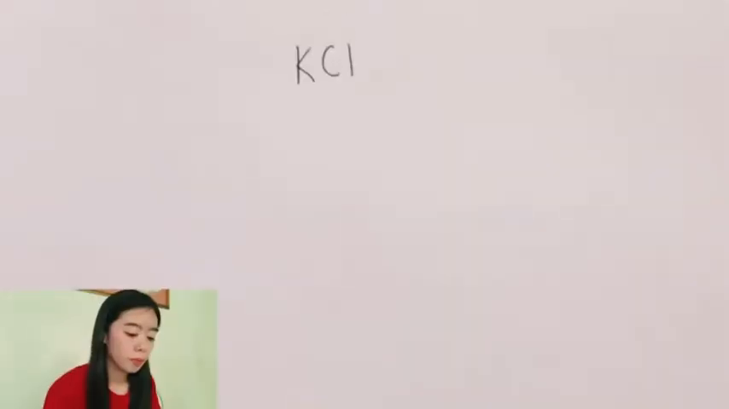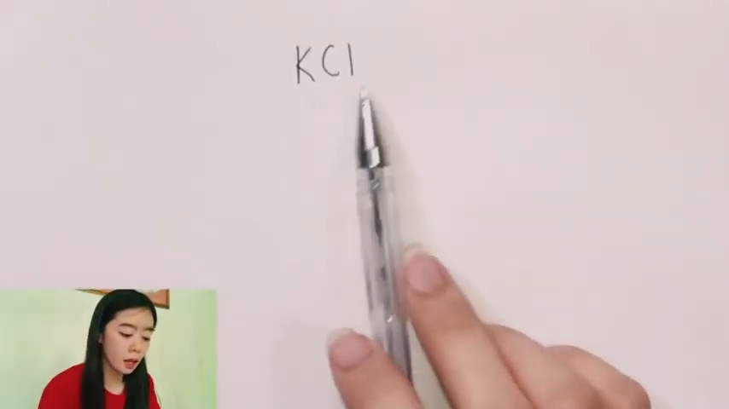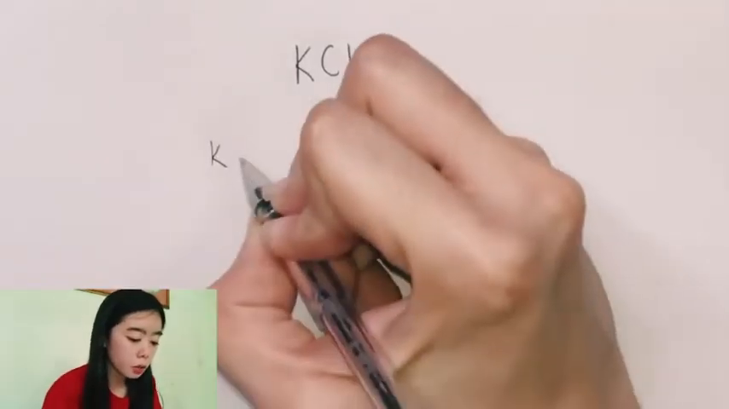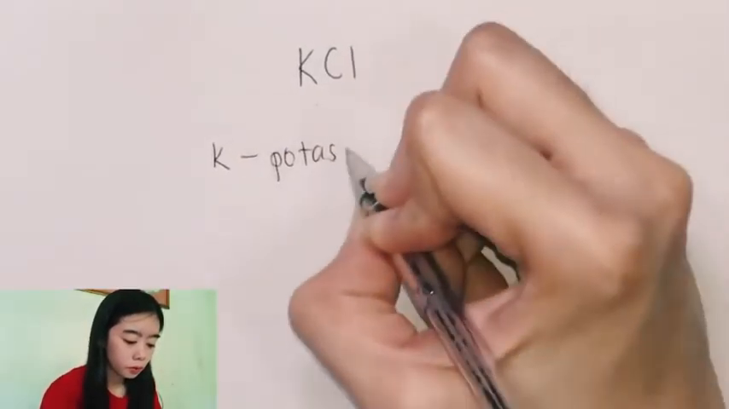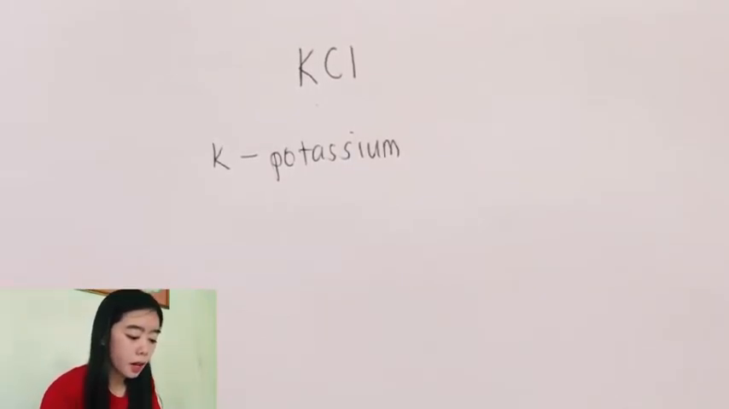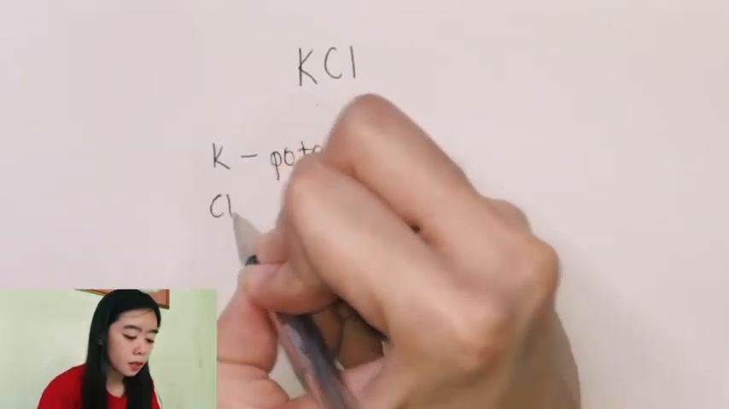In this video, we will practice to write the name of KCl and to write the formula of potassium chloride. To write the name of KCl, name first the metal or the cation as it appears on the periodic table. And K, it is potassium. Next, name the non-metal or the anion. And Cl, it is chlorine.